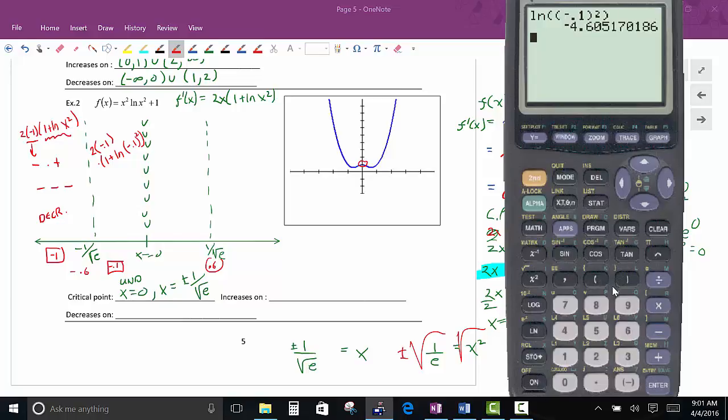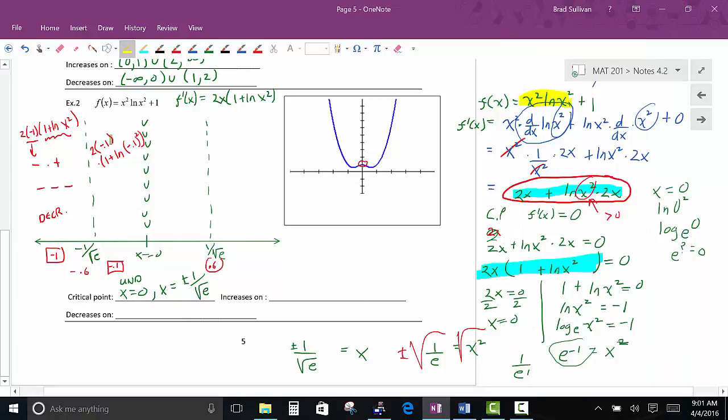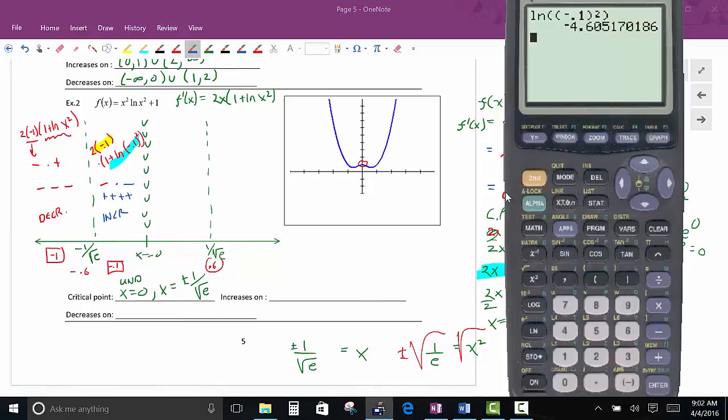So what we're getting then is, 2 times negative 0.1 is negative. And then this thing that I just did on the calculator gave me a negative, sorry. So I have a negative times a negative, so it's a positive. That means the function is going to increase. So let me pull up the calculator and show you what I did.